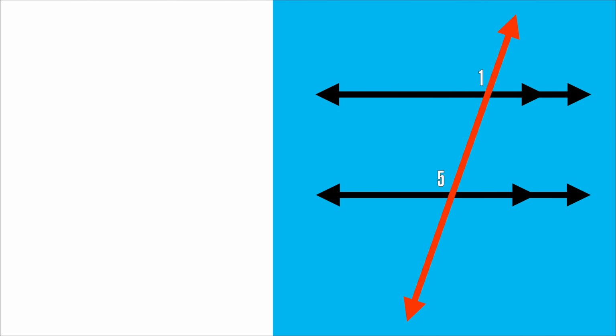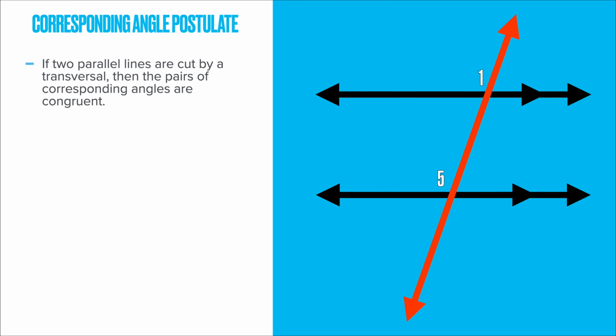So, to start with, let's talk about the corresponding angle postulate. Last class we learned that when two lines are parallel, corresponding angles will be congruent, and that's what this postulate says. If two parallel lines are cut by a transversal, then the pairs of corresponding angles are congruent. This is a postulate because these two angles look the same, and they're being hit by a line in the same direction. It makes sense that these ones would be the same. That's why it's a postulate. You don't have to prove this one.